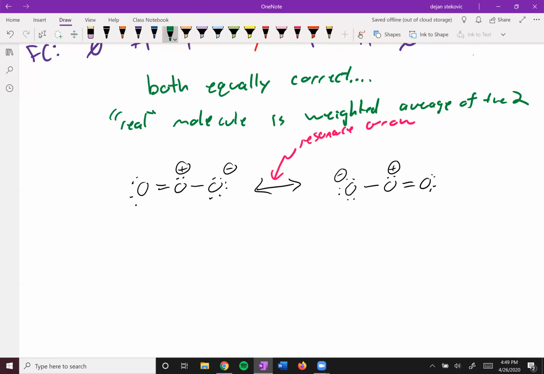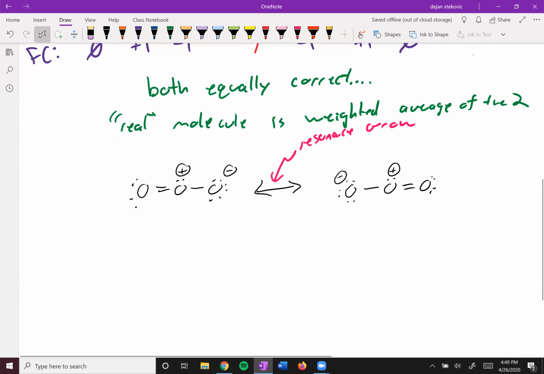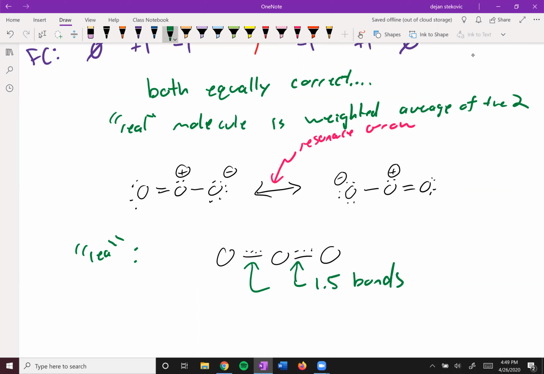With hybrid structures, it's not that the one on the left is right and the one on the right is right. It's that the real one is somewhere in between. It's not bouncing back and forth between the two. It's just somewhere in between. So in real life, both of these bonds are really more of 1.5 bonds, because half of the time it's a double bond, and the other half it's a single bond. So the actual structure is kind of 1.5 bonds.